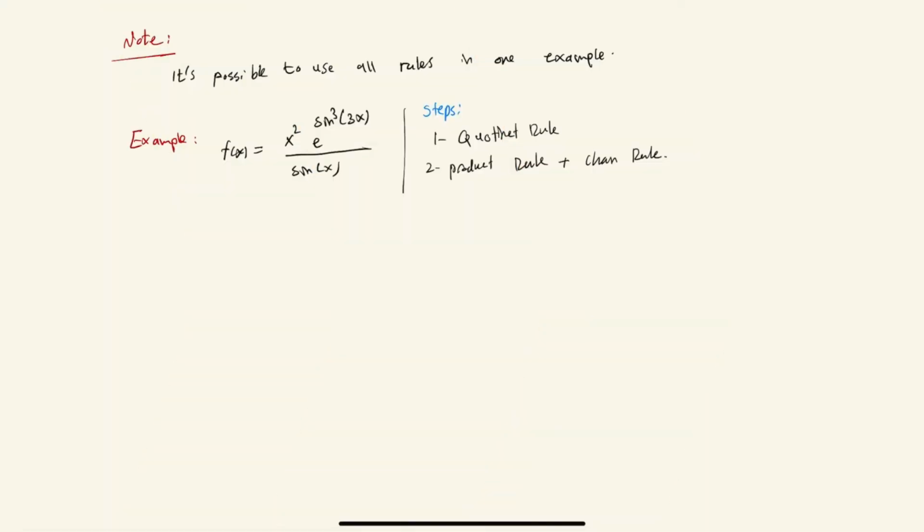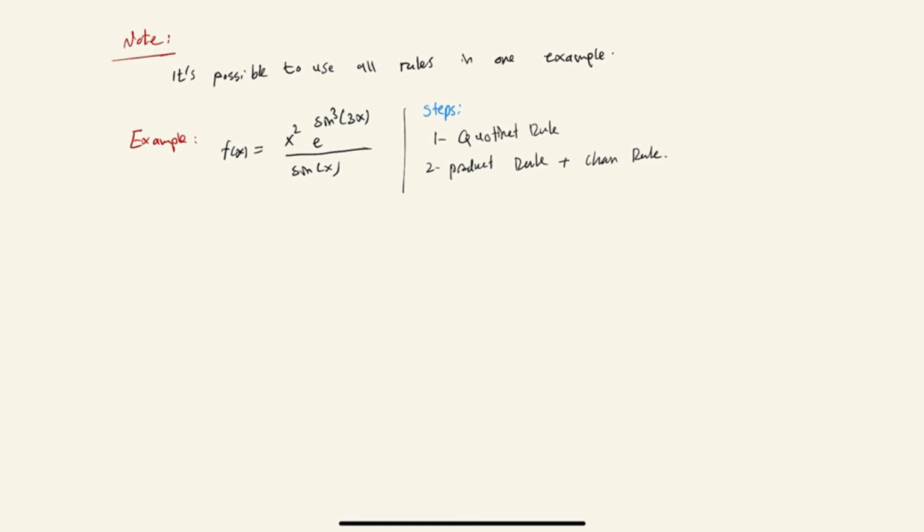Note that here, we can use all of these rules in one example. For example, when we have f of x equal to x squared multiplied by e to the sine cubed of 3x, over sine of x.